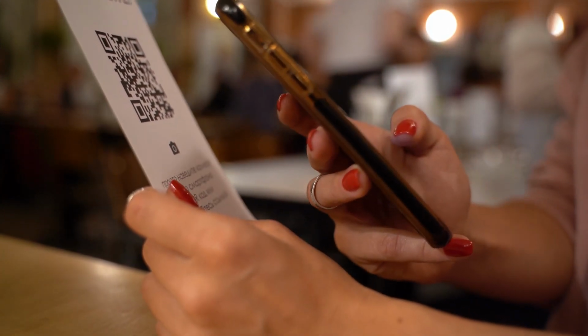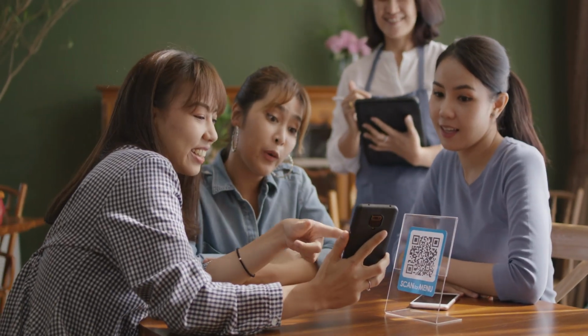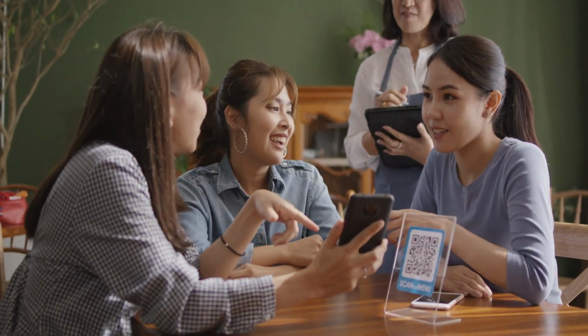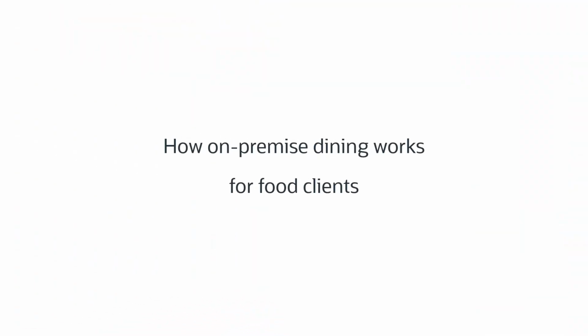Adding an on-premise dining system allows food customers to conveniently browse the menu, place orders, and even pay using their smartphones, reducing wait times and allowing employees to focus on hospitality.